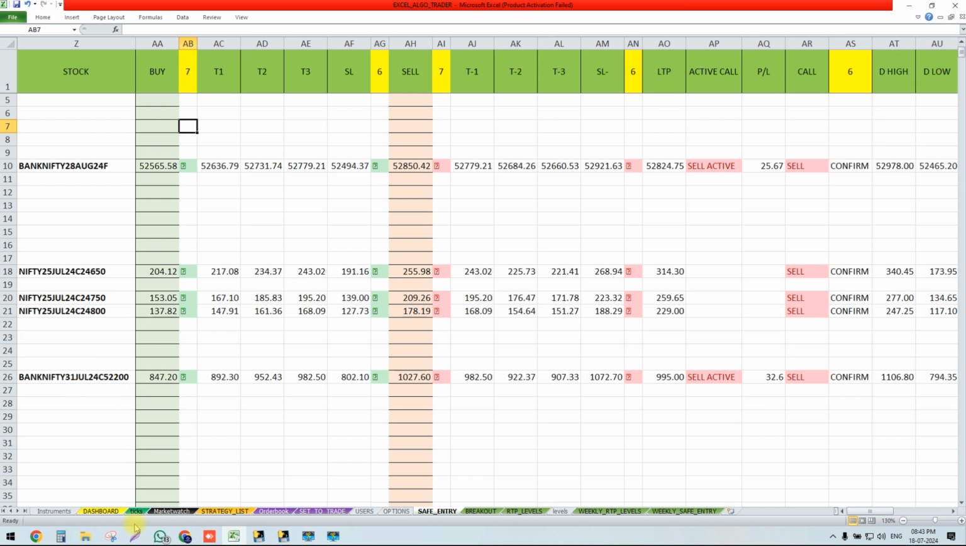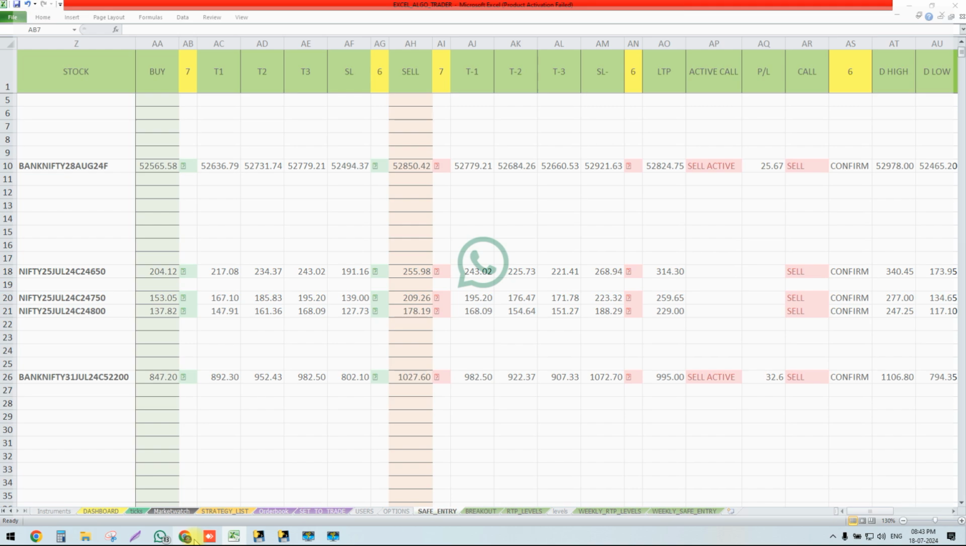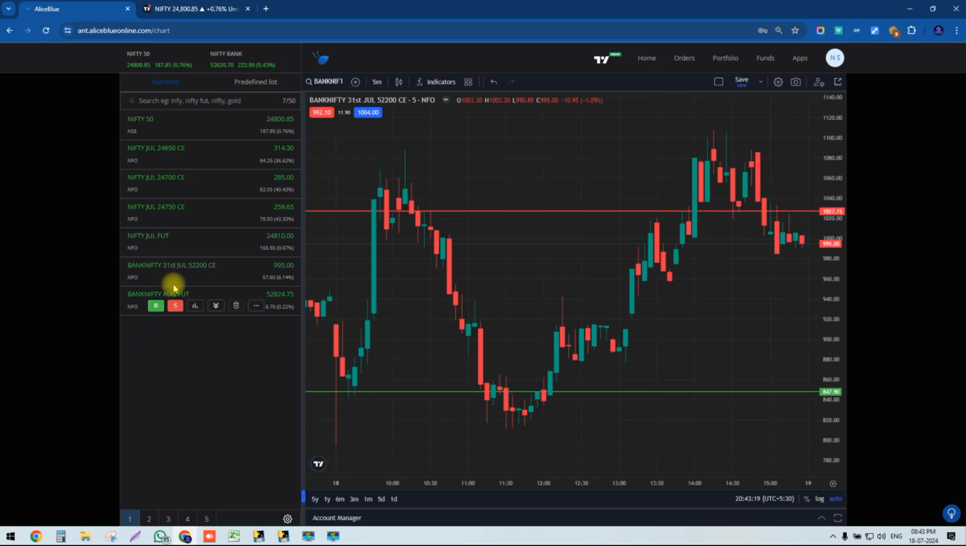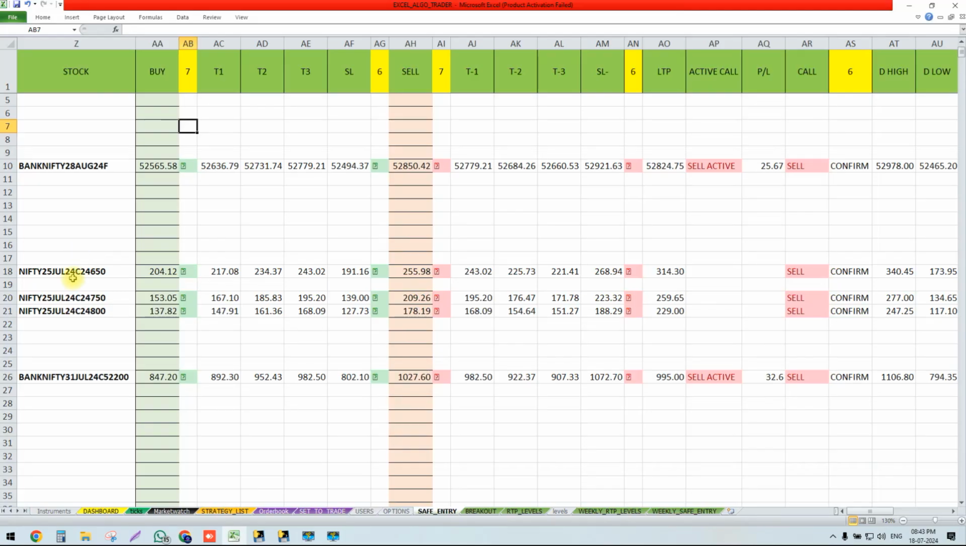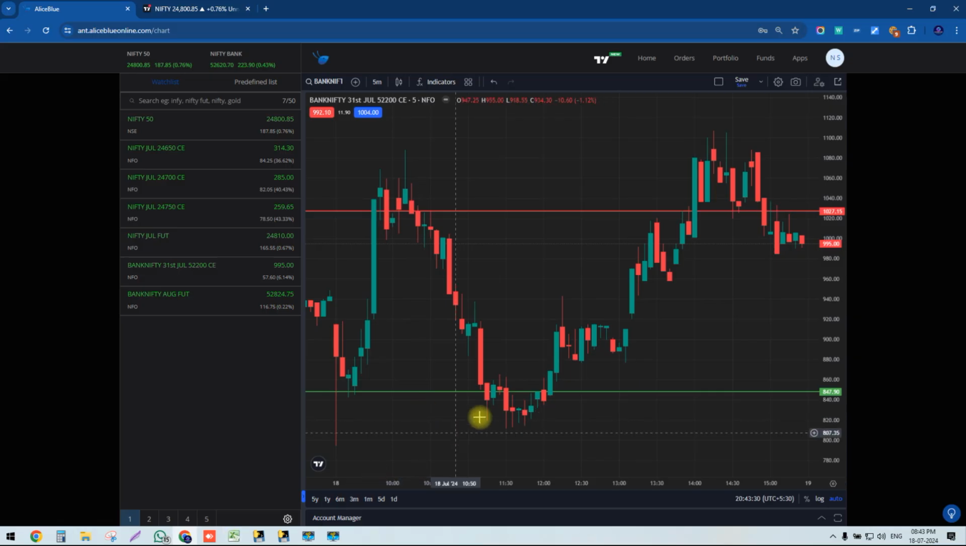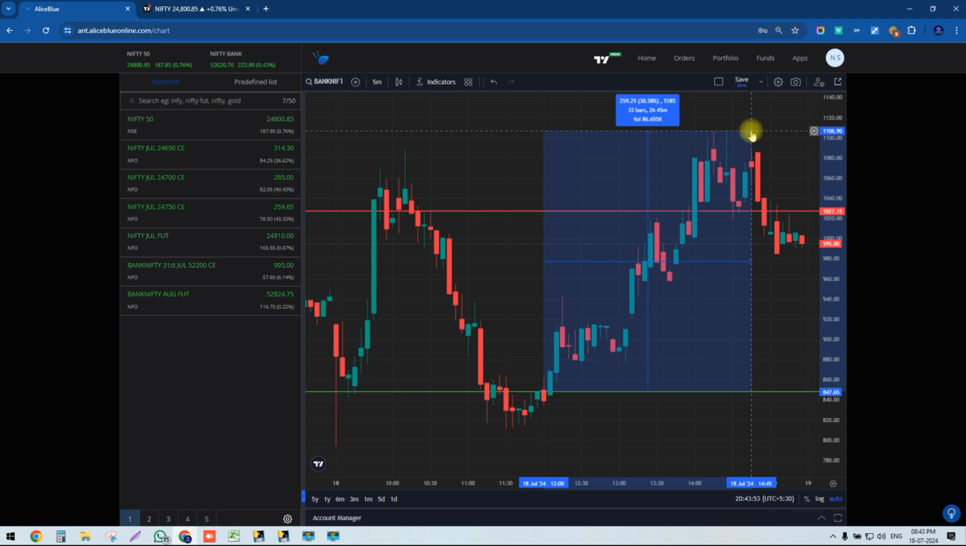Let's see Bank Nifty call option. Strike price is 52,200. I have made it ready. Yes, this is where. And let's see our 847. This is where our 847 buy was generated. This is where our buy was generated in Bank Nifty call option, strike price 52,200. And let's see how many points we got in Bank Nifty.